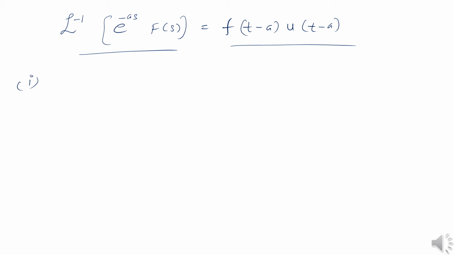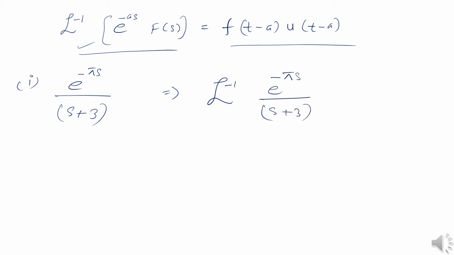Let's say we have an example: e raised to the power negative pi s divided by s plus 3. First of all we have to break this problem into this form. If we want to find the Laplace inverse of e raised to the power negative pi s over s plus 3, I can see that a is equal to pi, and the function F(s) here is 1 over s plus 3.